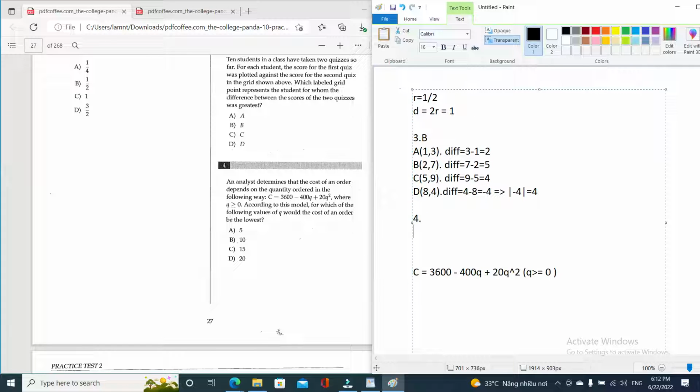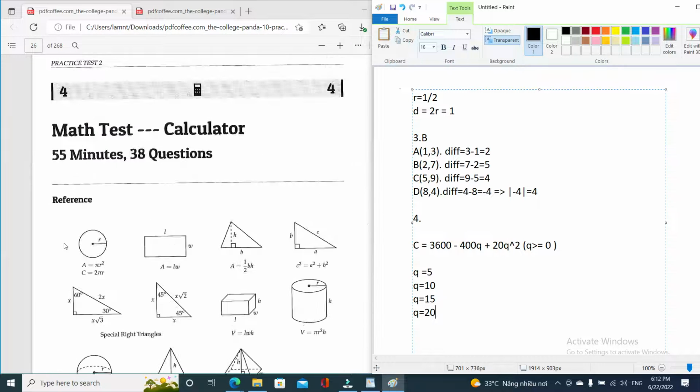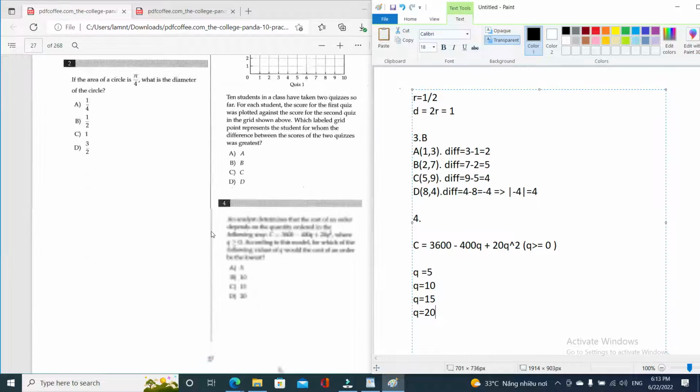Okay, for this one you can have a couple of approaches. I think you should just plug it in and put it in the computer. So q equal to 5, q equal to 10, q equal to 15, and q equal to 20. In this case, we can use a calculator. So we just plug it in.